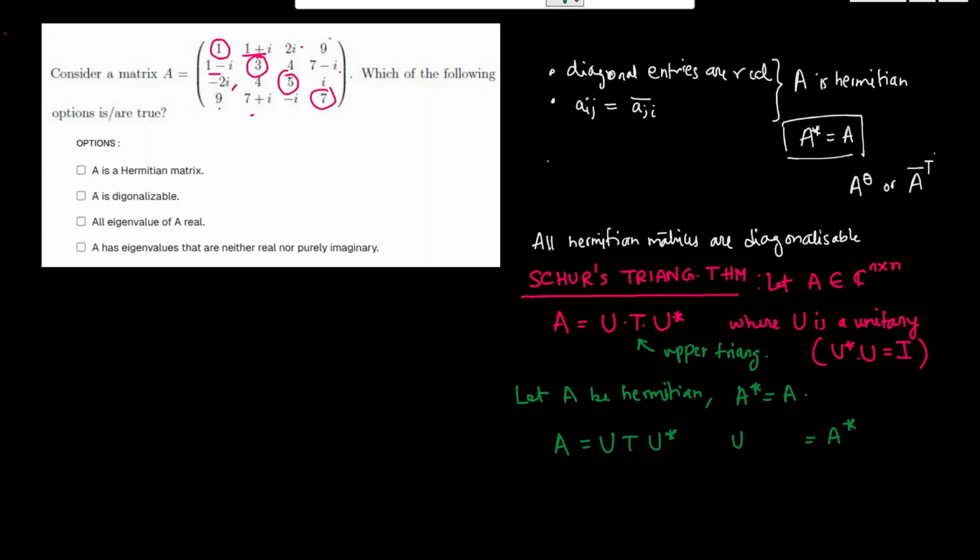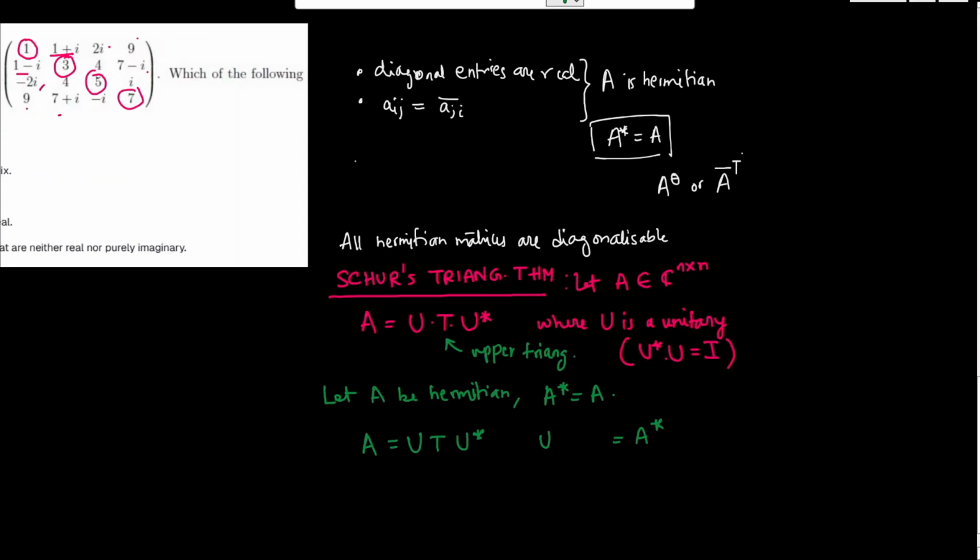So this will be U times T times U star, right? And since it is Hermitian, it means A is equal to A star. That means these two entries are the same, right? This will be T star. Now, this essentially means that T is equal to T star, right? Because we can multiply U star and U on the left and right appropriately to get an identity. So T is equal to T star.